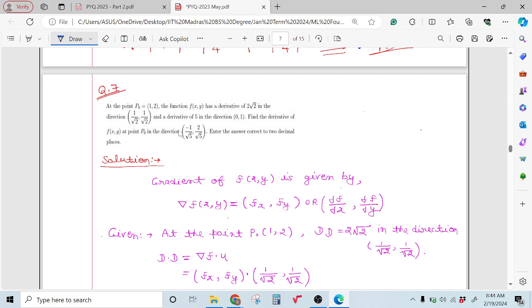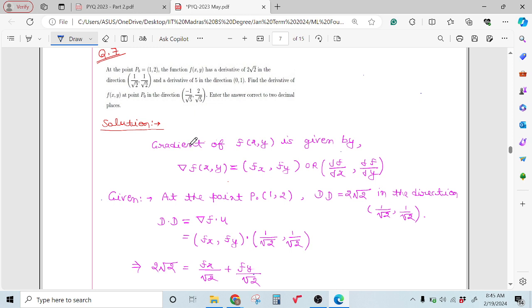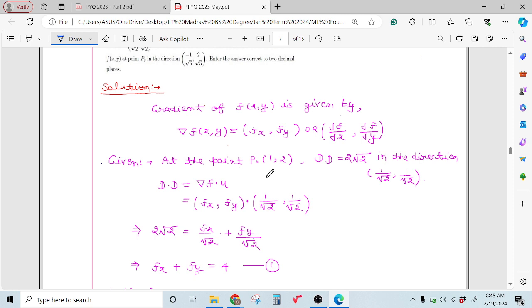So what we have to find is the directional derivative, because it is a multivariable function f(x, y). In this case, we will find the gradient of f(x, y), given by del f (x, y), which is (fx, fy), or (del f by del x, del f by del y). Given at the point p0 (1, 2), the directional derivative is 2 root 2 in the direction (1 by root 2, 1 by root 2). So we will calculate the directional derivative at this point p0.